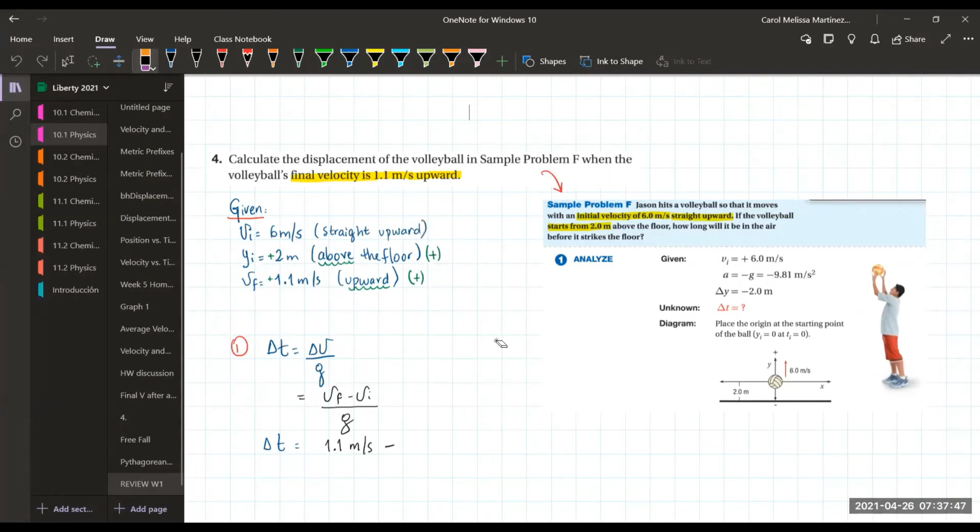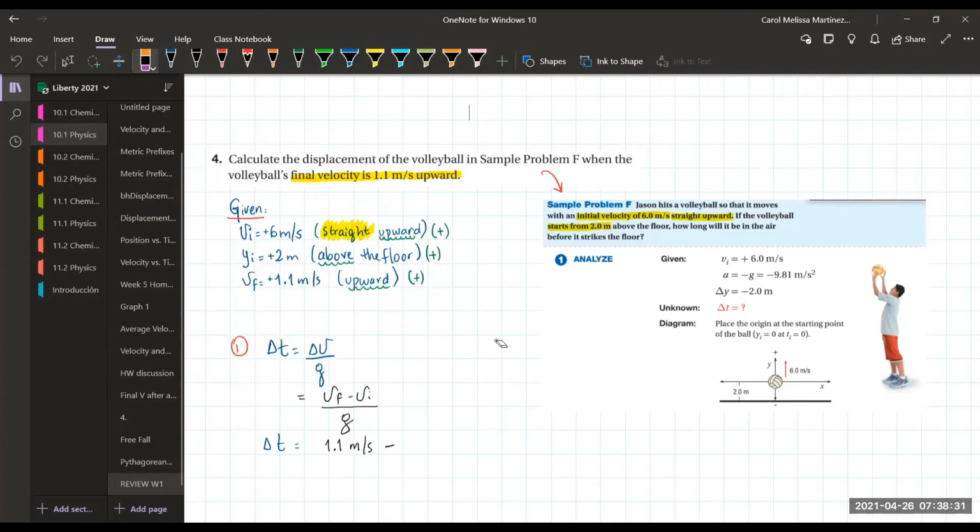Because it says upward, we're going to consider this to be positive. Okay? This word is also important, because it says straight. Straight means that it's moving in a single direction. So that means that it's not thrown at an angle. It's not like Jason throws the ball at an angle. No, it means the opposite. It means that it's completely straight.